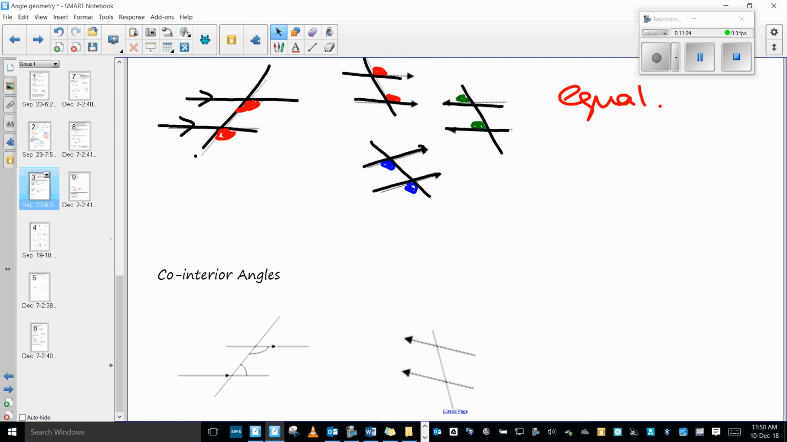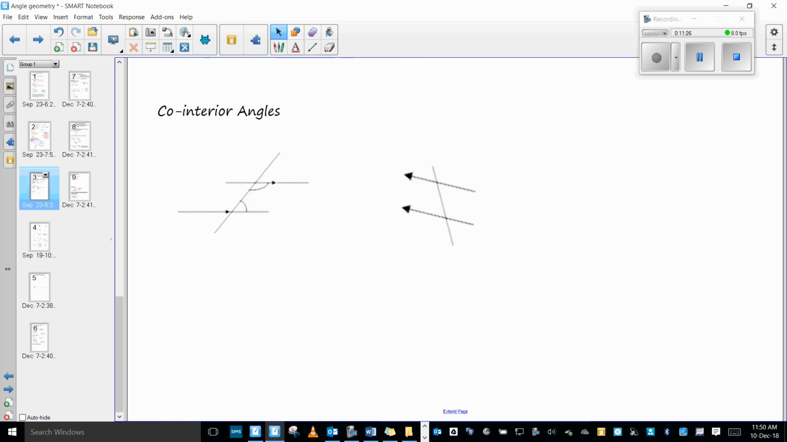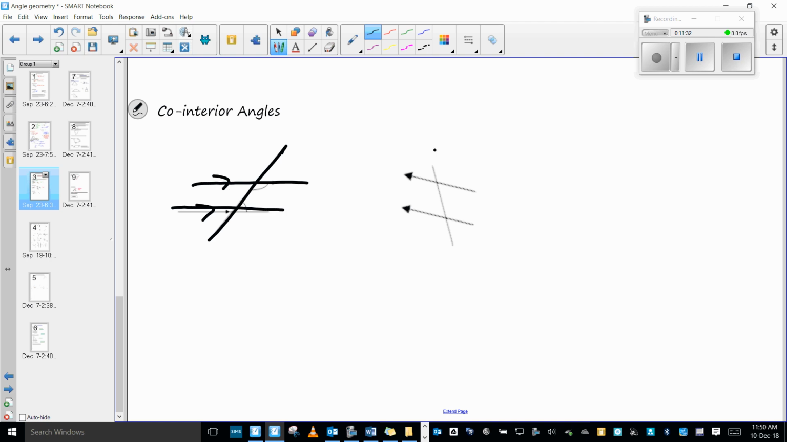Co-interior angles. Co-interior angles. They add up to, equal to 180. Nice. So, ladies, these two here are co-interior angles, and these are not equal. These add to 180 degrees.